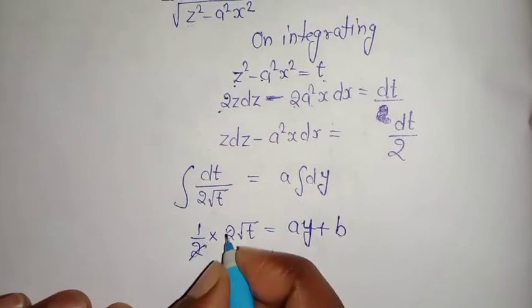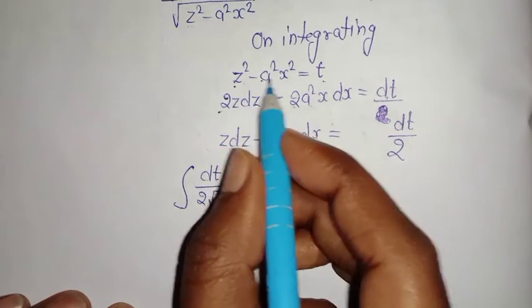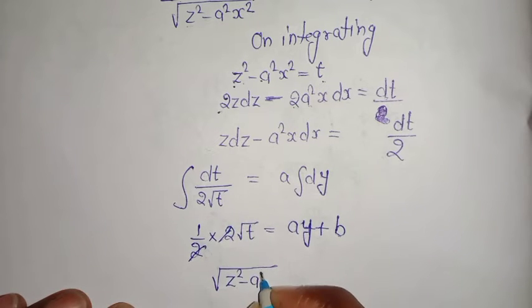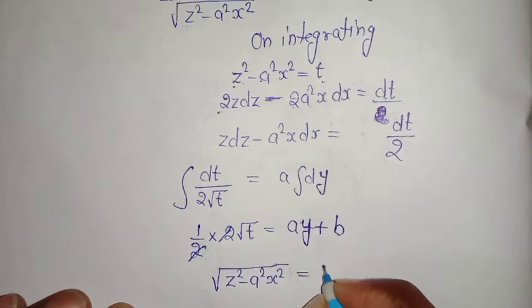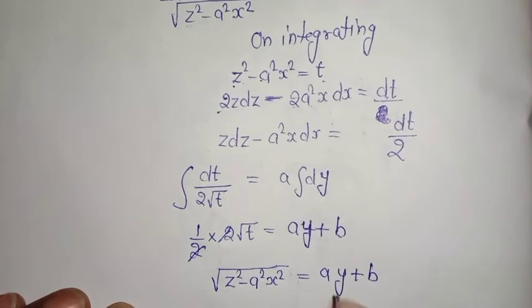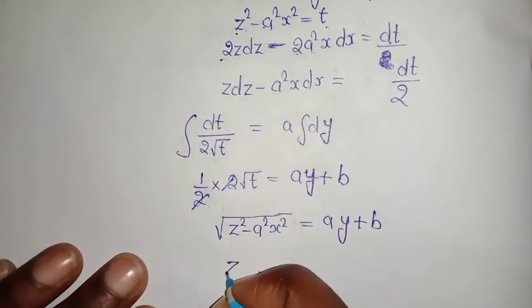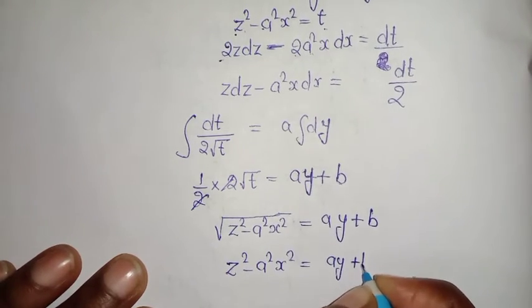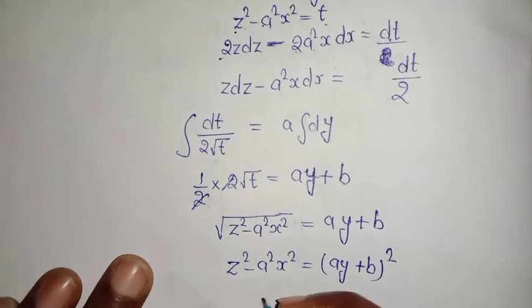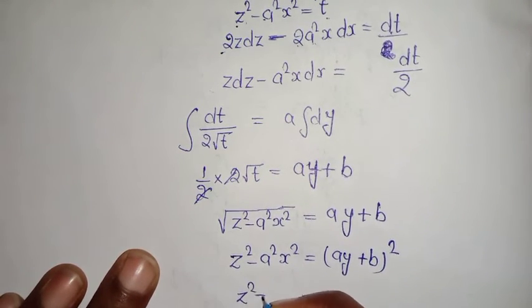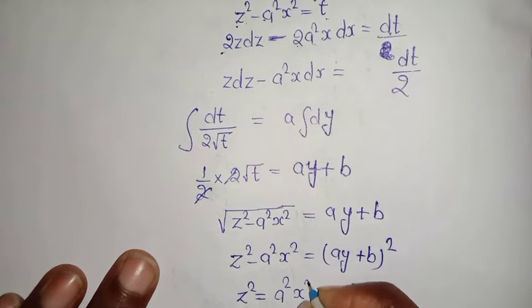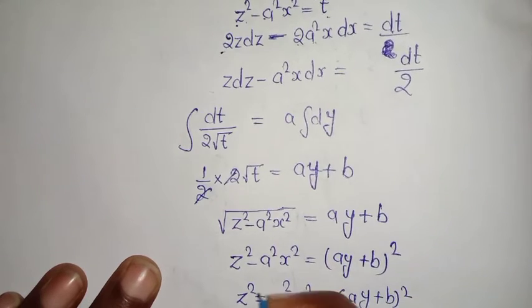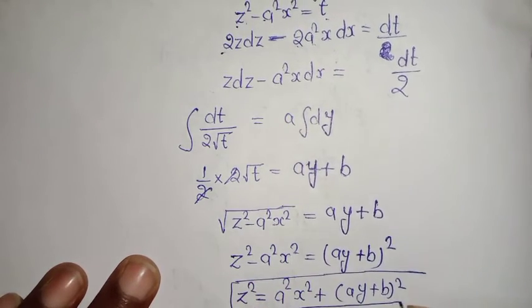So if we simplify this, this is root t, and the value of t was z square minus a square x square. So we can write it as root of z square minus a square x square is equal to ay plus b. Or if we square on both sides, then this becomes z square minus a square x square is equal to ay plus b raised to power 2. Now if we write it, then this becomes z square is equal to a square x square plus ay plus b raised to power 2, and this is the required complete integral for the given equation.